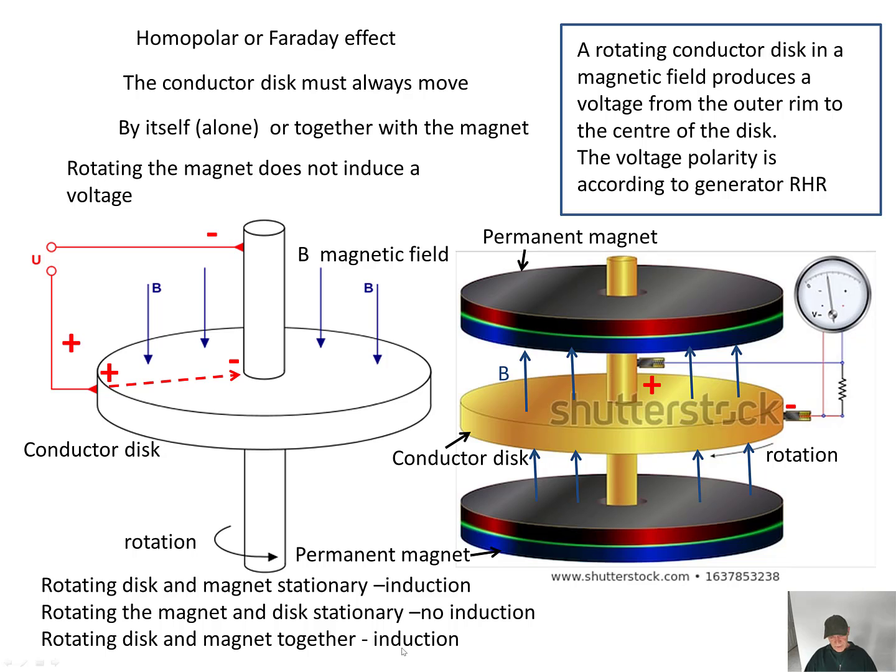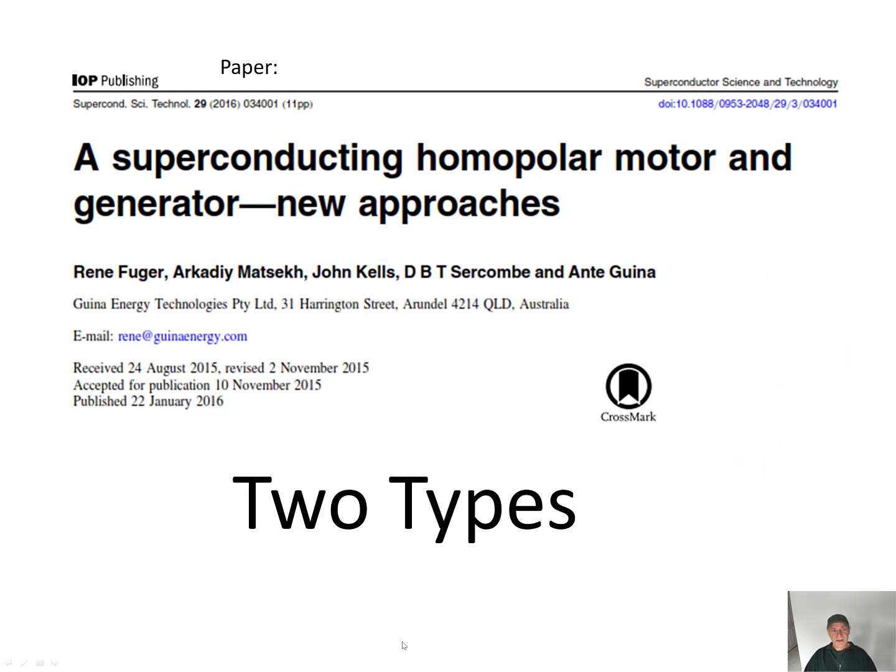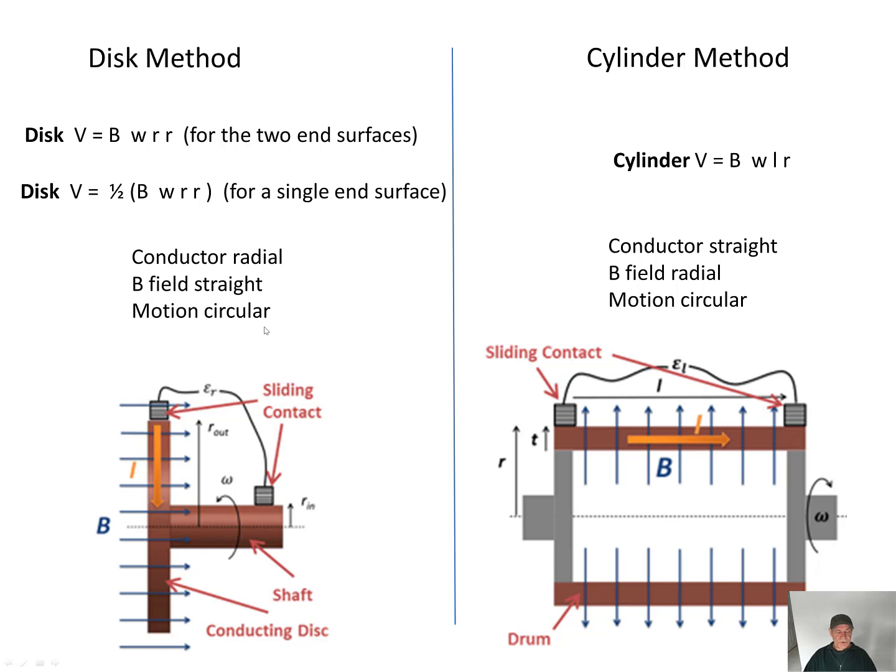Okay, so this is an article that I want to show that there's two types of way of getting the homopolar effect. And the people in these articles, Rene Fugger, Arkady Matasaki, forgive me for mispronouncing their names, and John Kels. So in this article, they show there's two ways of getting the homopolar effect.